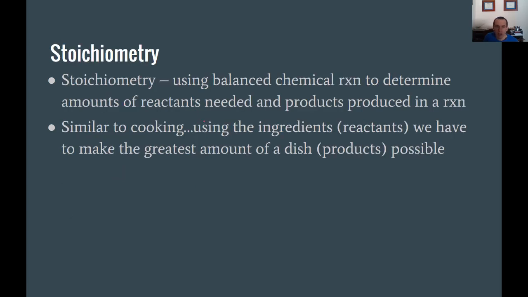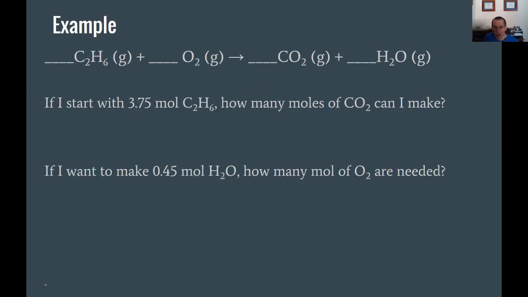So stoichiometry, like I said, is using a balanced chemical reaction to determine how much reactants and products we will have. It's basically, we're using a recipe. A balanced chemical equation is a recipe, and we're going to use them to figure out how much stuff we need. So here we have C2H6, dicarbon hexahydride, as a gas, reacts with oxygen gas, to produce carbon dioxide and water. And we're going to use stoichiometry to answer this question. If we start with 3.75 moles of C2H6, how many moles of CO2 can I make?